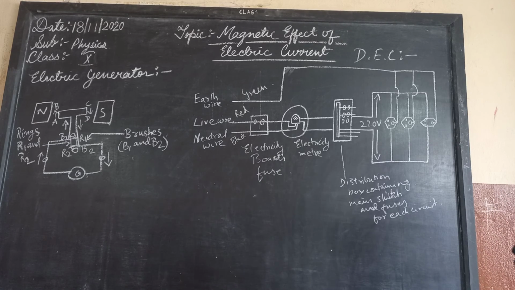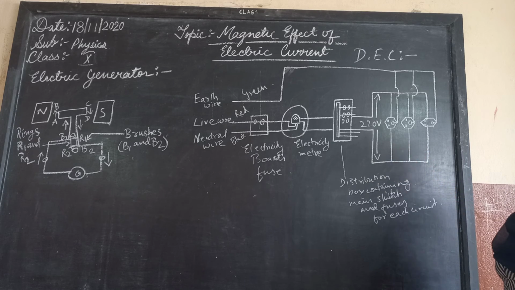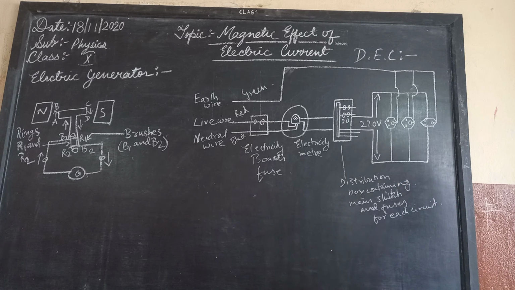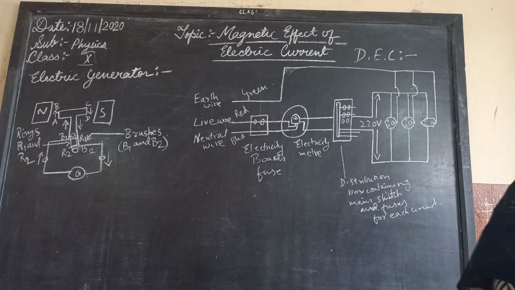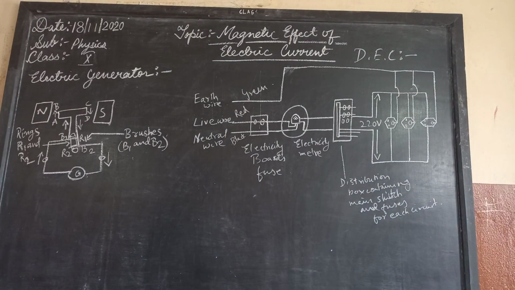One more thing I want to tell you is that these appliances are connected in parallel, not in series, because if they were connected in series, if one circuit is cancelled, the other will also be cancelled. For such reasons they are connected in parallel, not in series. So this particular topic is finished here, and I hope it has been understood by you.